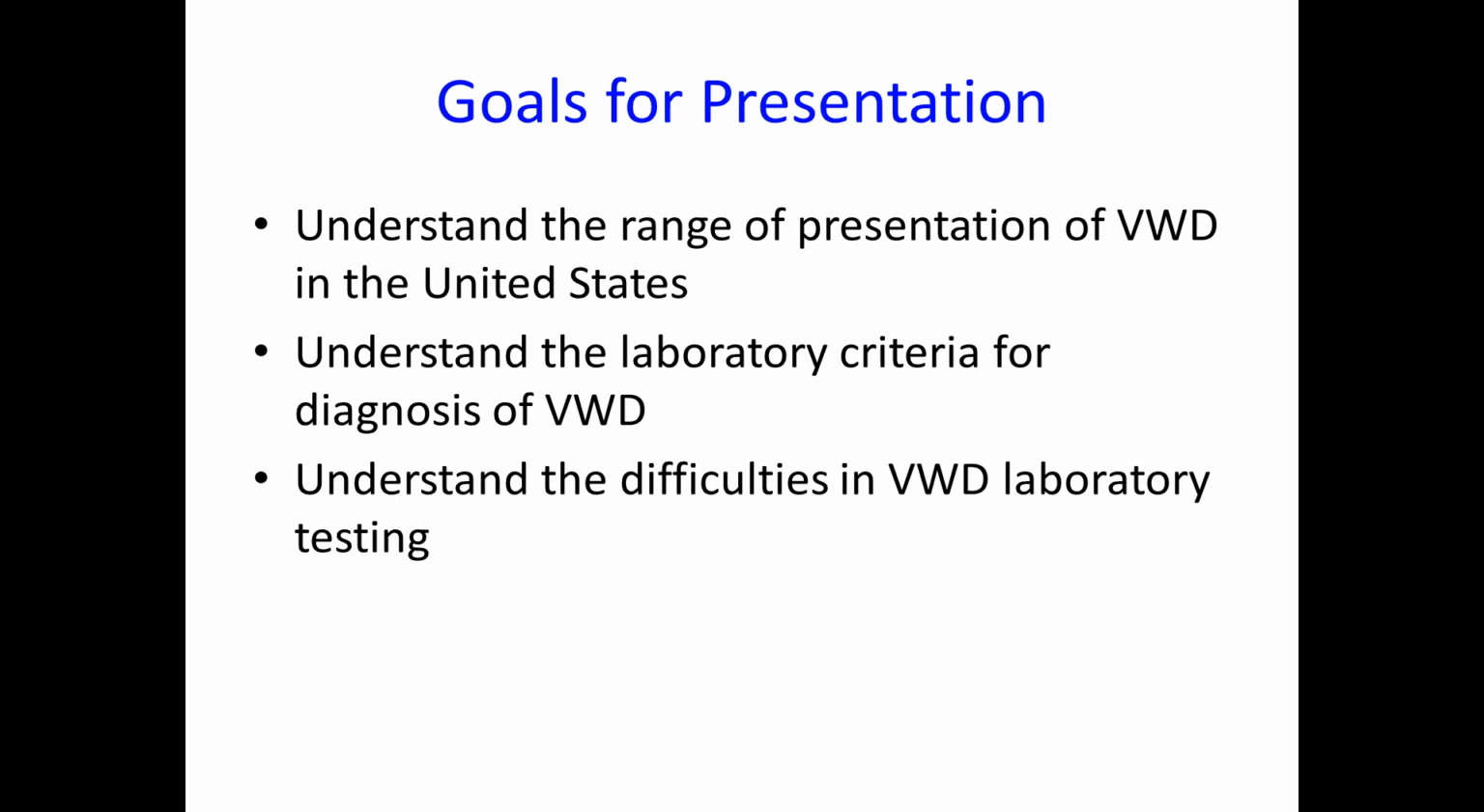So there's a couple of goals for this presentation. I wanted to go over the range of presentation of von Willebrand disease, primarily in the United States, and this data would also apply to Europe. To understand the laboratory criteria for diagnosis of von Willebrand disease, which is often a moving target, and then for people to understand the difficulties in von Willebrand disease laboratory testing. I don't know that I'm offering a lot of solutions today, but at least highlighting some of the issues that are the reason why this is such a fascinating disorder and so challenging to diagnose.